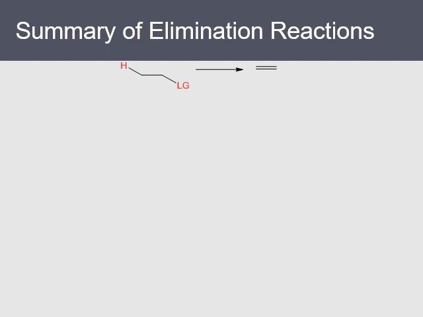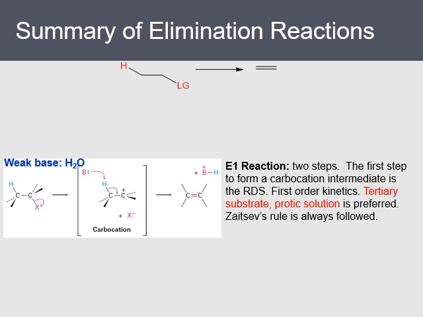In summary, elimination reactions undergo several mechanisms. The E1 elimination mechanism resembles the SN1 reaction. It happens in two steps. The first step forms a carbocation, which is the rate determining step. The reaction is a first order reaction. A tertiary substrate is preferred. Zaitsev's rule is always followed, which means the highly substituted alkene is the major product. In this reaction, a weak base is usually used.